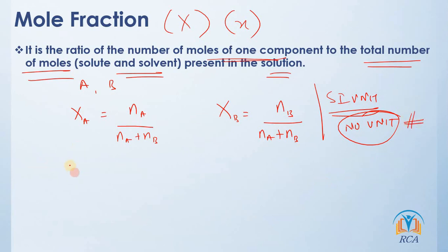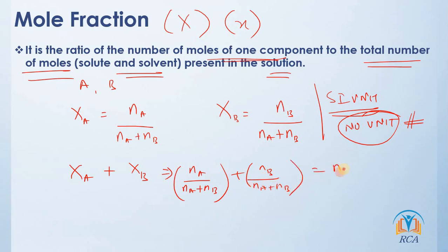Now what if I find out XA plus XB? What is meant by XA plus XB? We are trying to add the mole fractions of both the components. Then XA plus XB will be equal to Na upon Na plus Nb, and we add to this Nb upon Na plus Nb. It's pretty simple math, and we pretty much know that it comes out to Na plus Nb upon Na plus Nb, which is equal to 1.